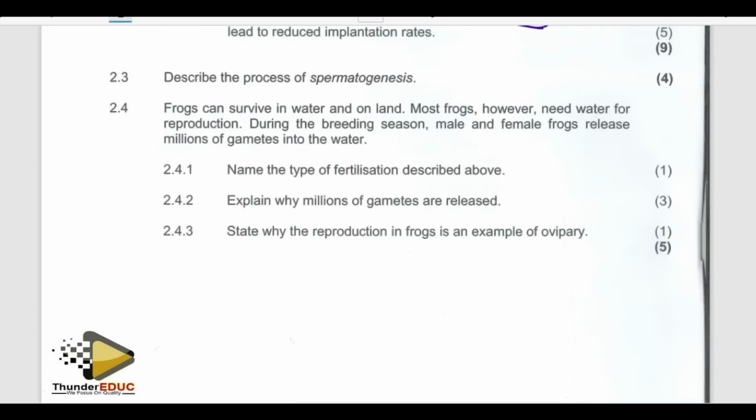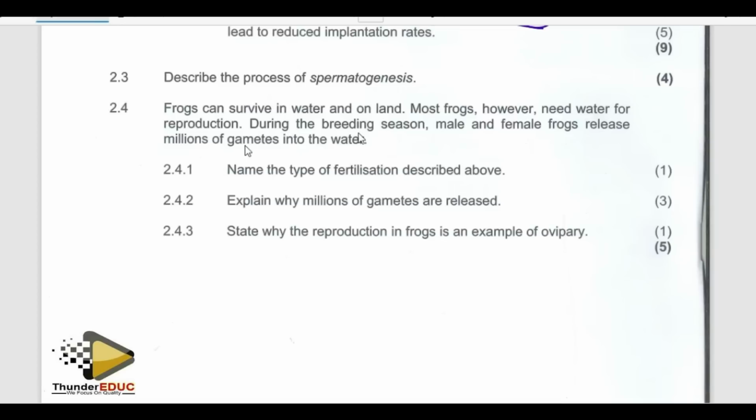Frogs. I know some of you like frogs, some of you don't like them. Frogs survive in water and on land. Most frogs, however, need water for reproduction during breeding season. Male and female frogs release millions of sperms into the water. They're saying 2.4.1. Name the type of fertilization described above.